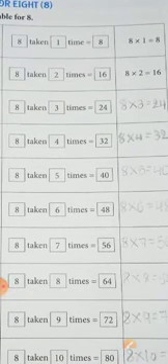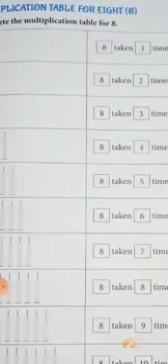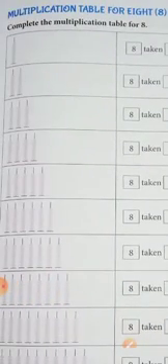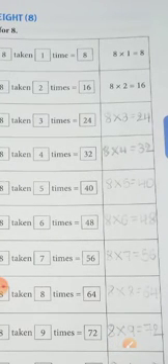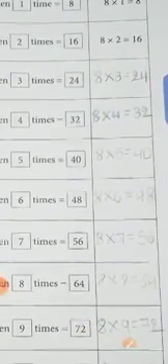8 taken 3 times is equal to 24. Here 8 beads taken 3 times. Answer became 24. Write in the multiplication form: 8 into 3 is equal to 24. 8 taken 4 times is equal to 32. Here 8 beads taken 4 times. Here answer became 32. 8 into 4 is equal to 32.